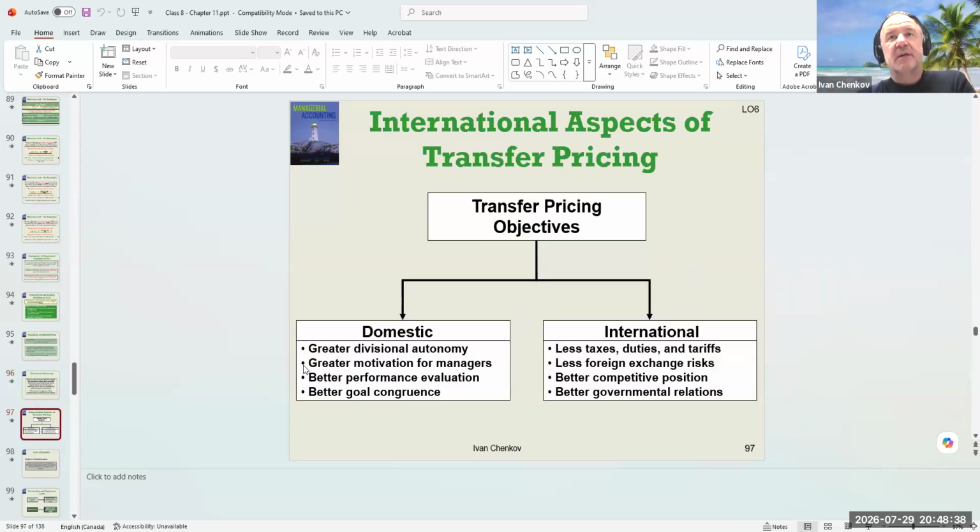What are the benefits of transfer pricing in general? On the domestic level, there will be great division autonomy, great motivation for the managers if you use it correctly, and better performance evaluation, again if used correctly. Internationally, you can save on taxes, duties and tariffs, with less foreign exchange risk since you're doing everything internally. Better competitive position, again, since you're doing it internally. And better governmental relationships between the different countries.